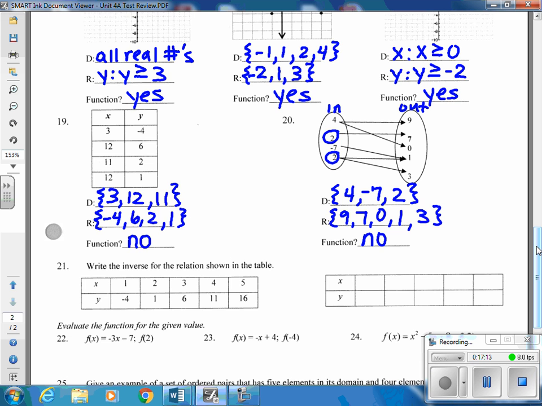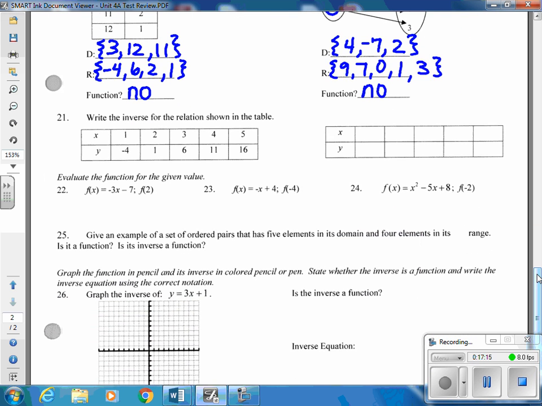All right, for number 21, we're going to talk a little bit about inverse. Right, from a table, this is your original table. Remember that the key word for inverse is switch. If you can remember that, you can pretty much do anything with inverses that you need to. So we are going to switch the values of X and Y.